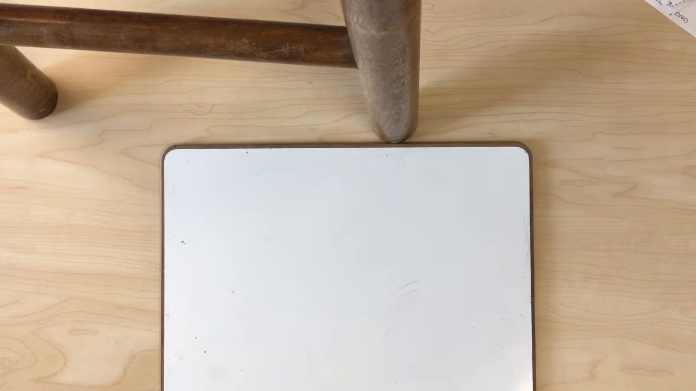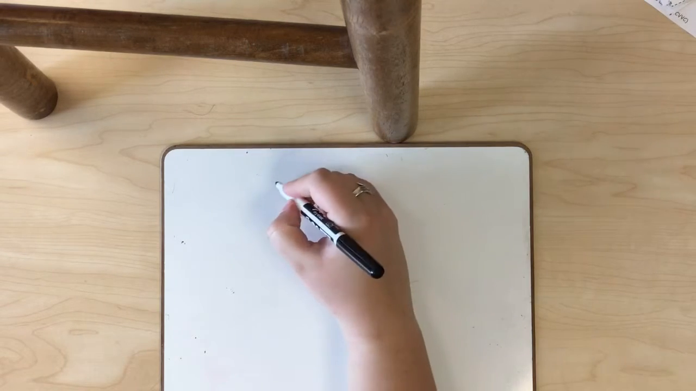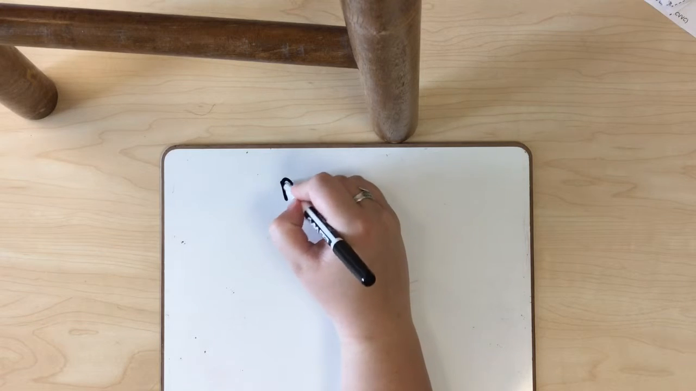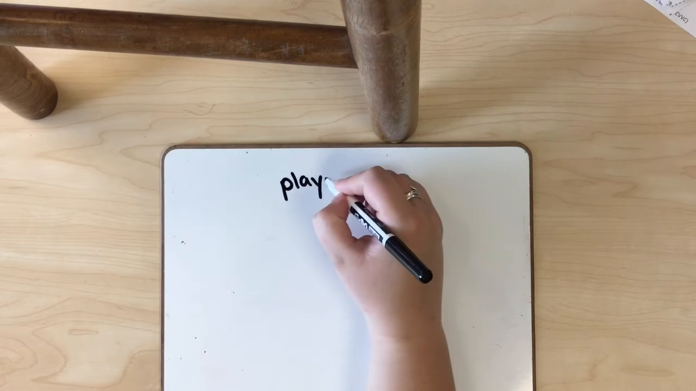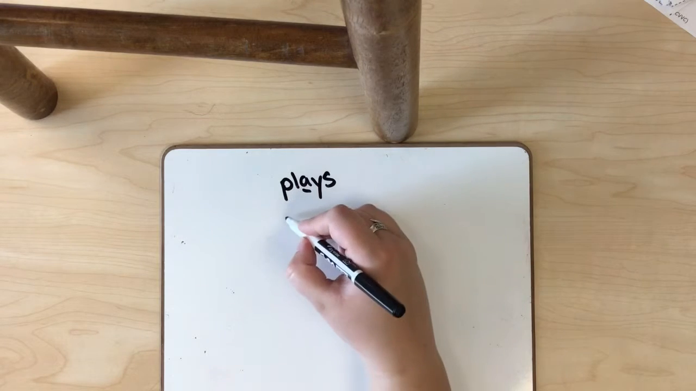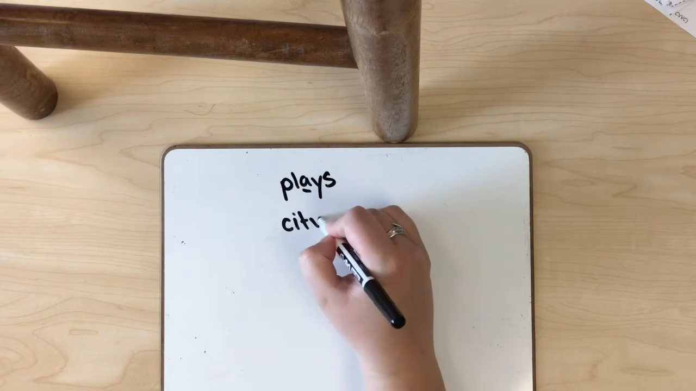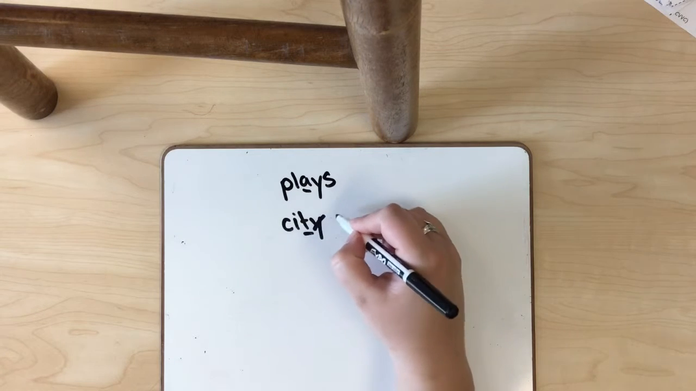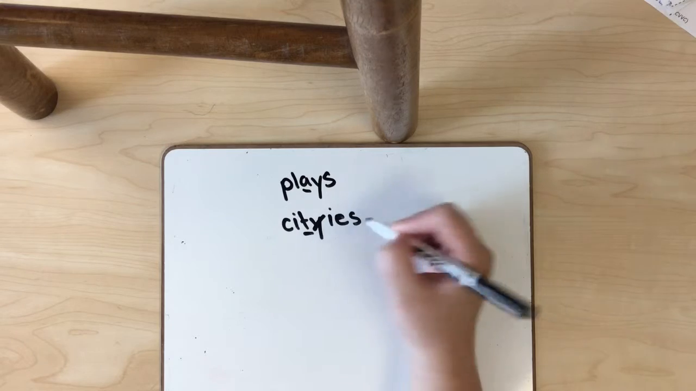So last week we talked about the spelling pattern when we added an S to a word that ends in a Y. If there was a vowel before the Y, then we just had to add an S, but if there was a consonant, we had to change the Y to an I and add ES.